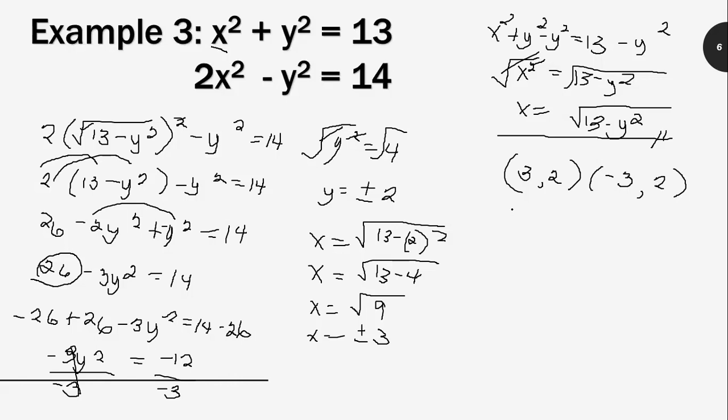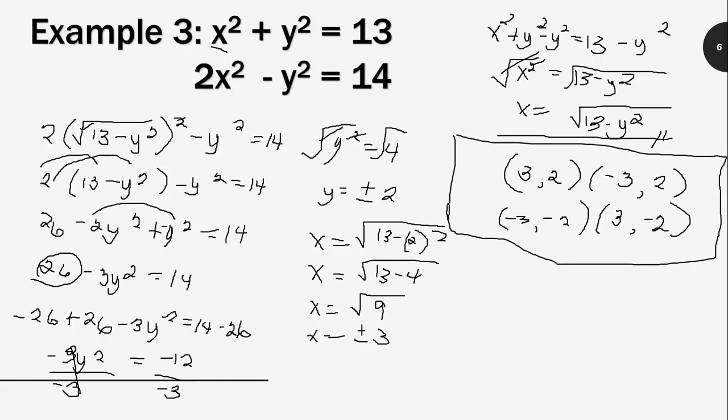And next one is negative 3 and negative 2, and also positive 3 and negative 2. That would be our solution in example number 3. Next.